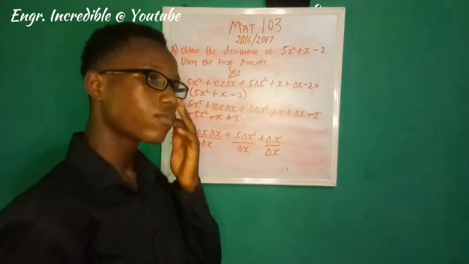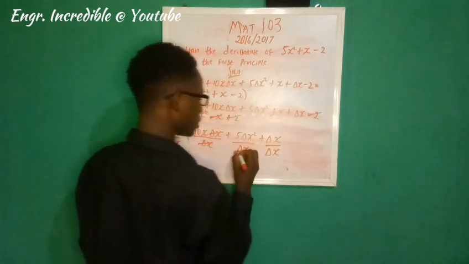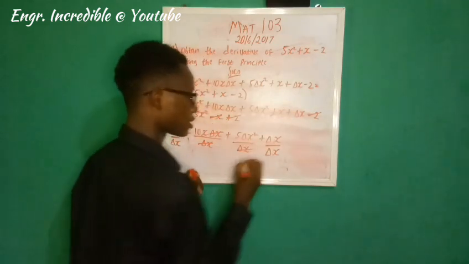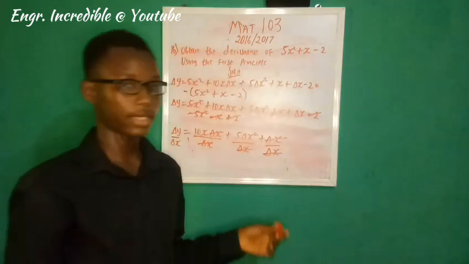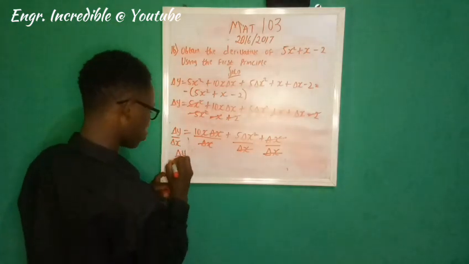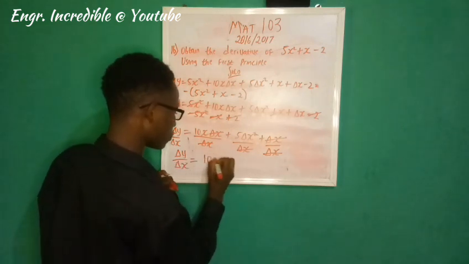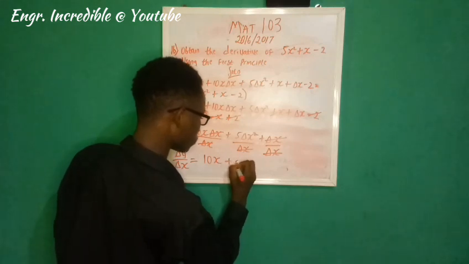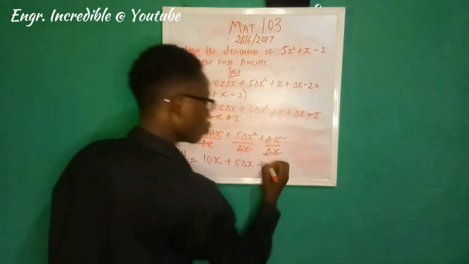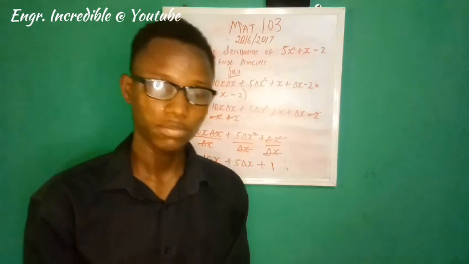So right here, we'll be simplifying. Delta x here will cancel delta x here. Delta x here will cancel one of the delta x, it will remain delta x. Delta x here will also cancel delta x here. So what we'll be having is delta y over delta x equal to 10x plus 5 delta x plus 1.